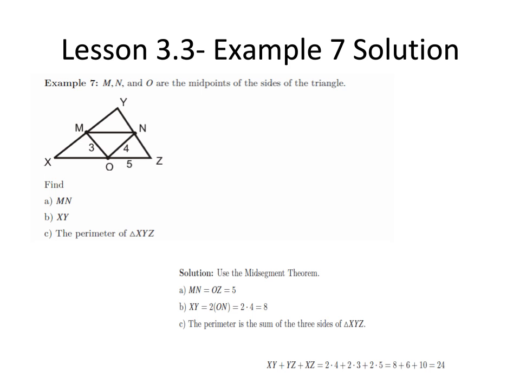With this information we can conclude that for part A, line MN would be equal to line OZ because MN should be equal to half of line XZ according to the midsegment theorem, and that line OZ is half of line XZ with a midpoint at point O.